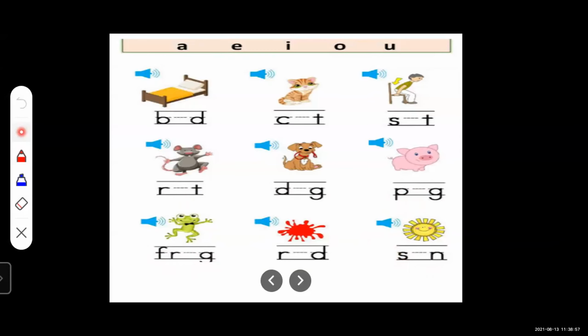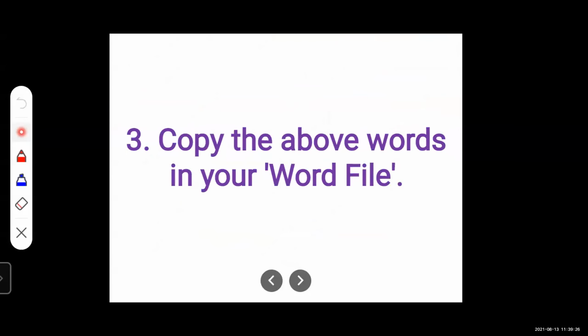Yes, very good. Here some pictures are given, so you form a word and fill this blank place. Students, here we can form so many words, but this is for you at home. You practice the vowels and complete this sheet. Now next we see. This is left for you. Now copy the above words in your word file in your book.